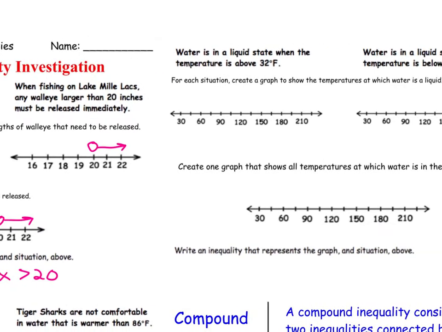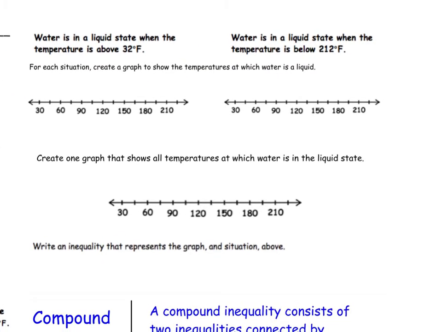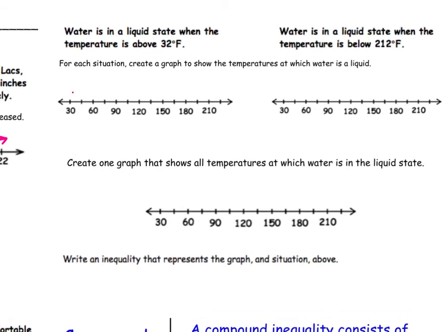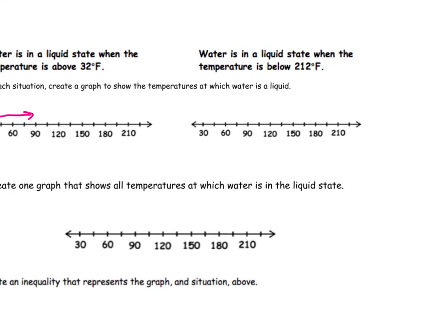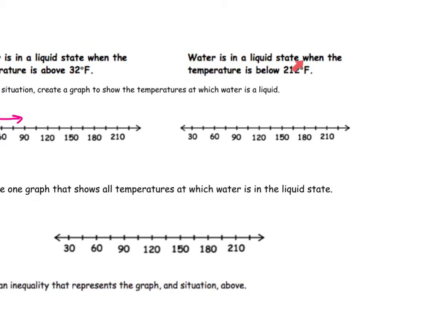Let's see the next one over here. It says, water is in a liquid state when the temperature is above 32 degrees. So I'm going to go down here and roughly mark 32, somewhere right around here, real close. And it's going to be when it's above 32, so not 32, but above it. The next one says water is in a liquid state when the temperature is below 212. So I'm going to go out to 212 and say that when it's below.